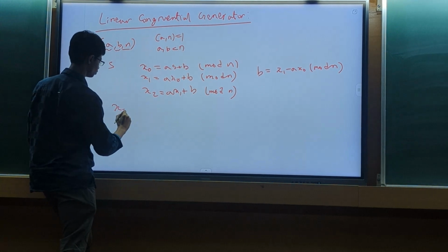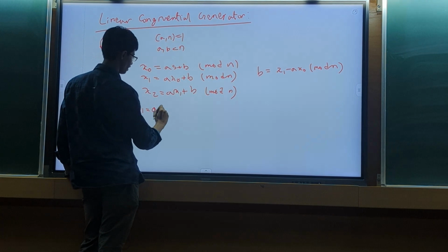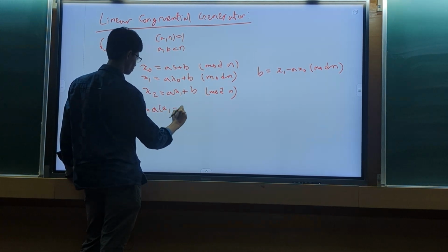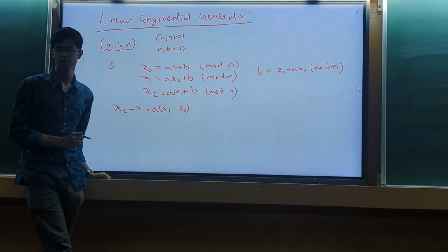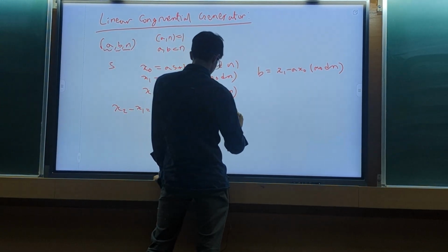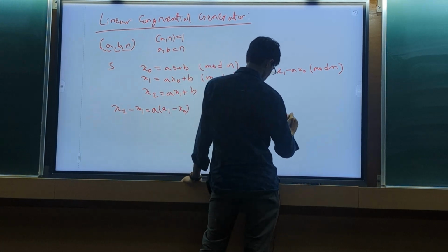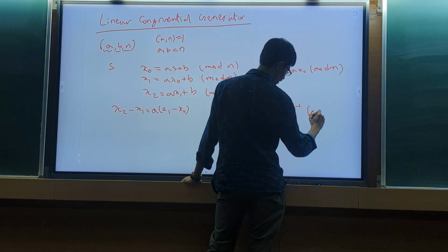So let's take x2 minus x1. What is x2 minus x1? That is A times x1 minus x0, and you get A. So A will be x2 minus x1 times the inverse of x1 minus x0 mod n.